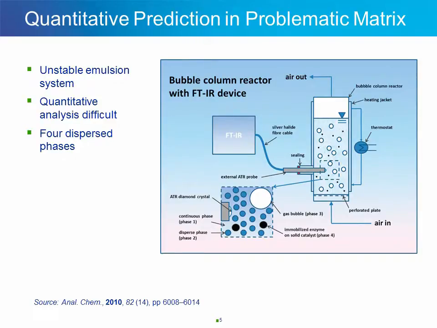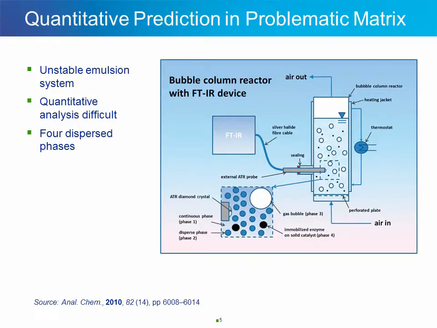This publication addresses solving a complex analytical problem imposed by the nature of the reaction matrix. Quantitative analysis in unstable emulsion systems is problematic, and common offline methods such as GC, HPLC, or titration can be highly inaccurate.